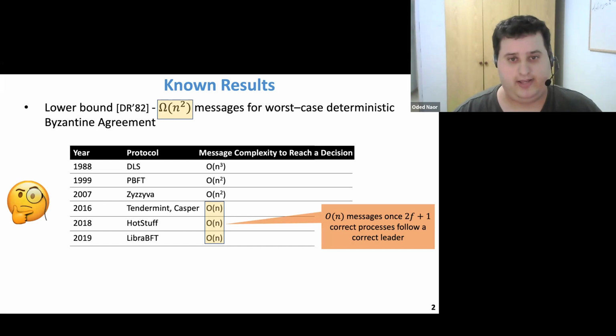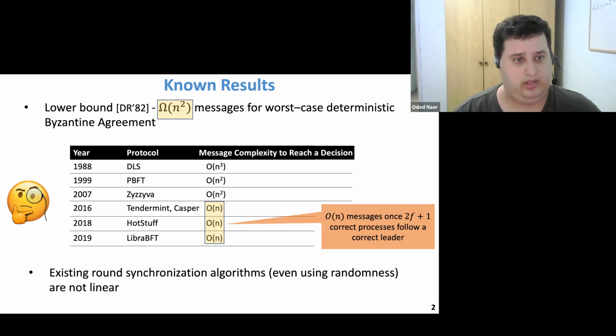And the answer is that it takes a linear number of messages to reach a decision only after some condition is met. The condition is that 2f+1 correct processes follow a correct leader. This condition is what we call round synchronization. And the techniques for round synchronization, even ones that use randomness, are not linear. So in this work, we are actually the first to give an expected linear round synchronization protocol, which helps to solve Byzantine SMR protocols like HotStuff with linear message complexity.